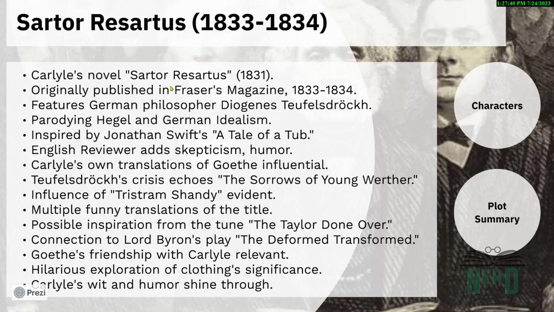And first we'll talk about its background. As we know, it is Carlyle's novel, and it was written in 1831, but first hit the street as a serial in Fraser's Magazine between November 1833 and August 1834. Remember Fraser's Magazine, where it was published.